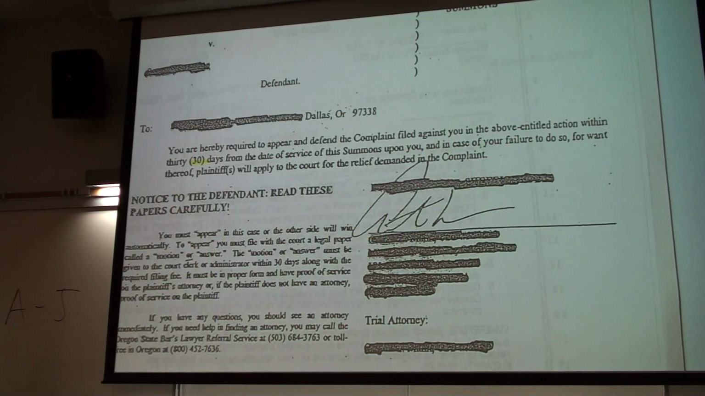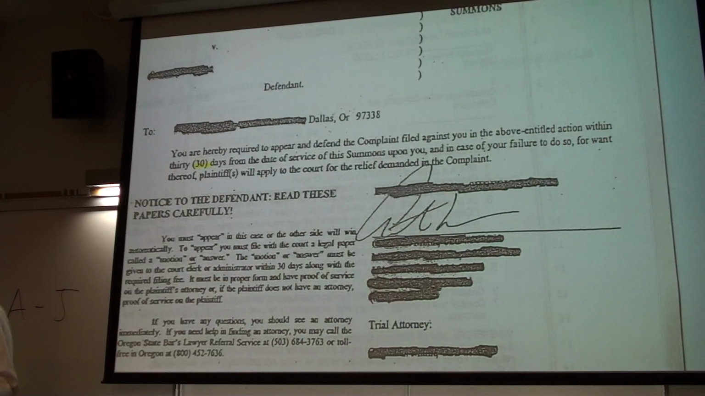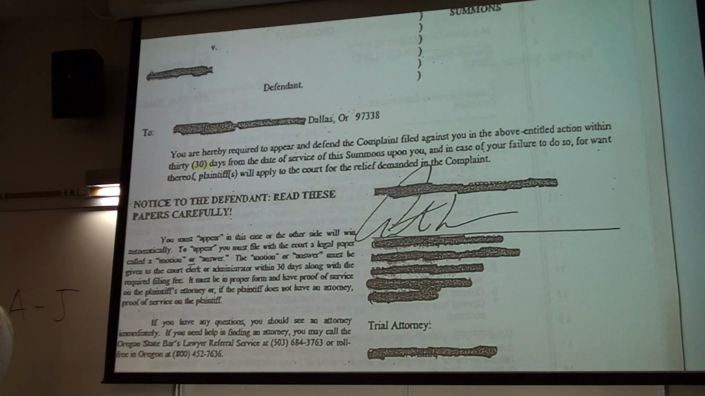Now, 30 days is the standard for Oregon courts. In small claims court, it's only 15 days, however. In federal court, it's usually only 20 days. So the number of days will depend on what court you're in.